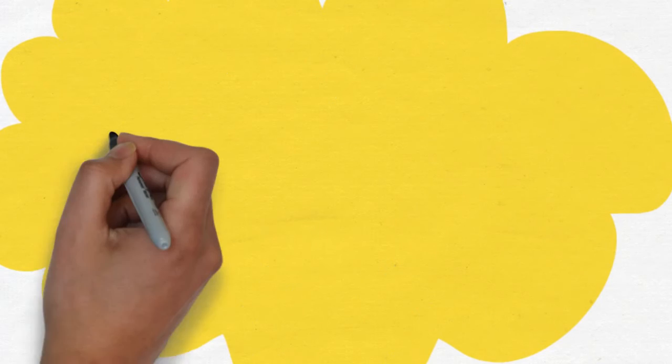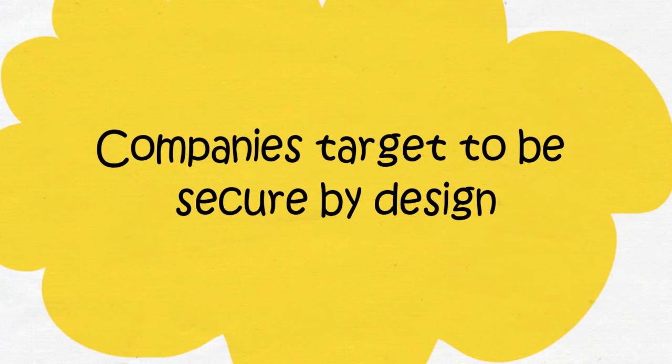Second, companies target to be secure by design. The company must make sure that the cybersecurity is adjusted to their business goals. The company also must be aware of cyber attacks at every point in their digital transformation journey. Furthermore, we can see that cybersecurity is an enabler of the company and we are able to see cooperation between cybersecurity and all levels of the company.